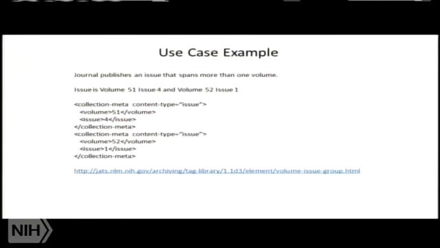The second use case example from the change request that was submitted to JATS is here tagged with collection meta, where we have an issue that spans more than one volume. The issue at the same time is 51.4 and 52.1.